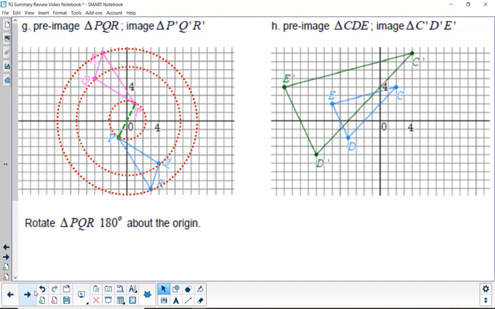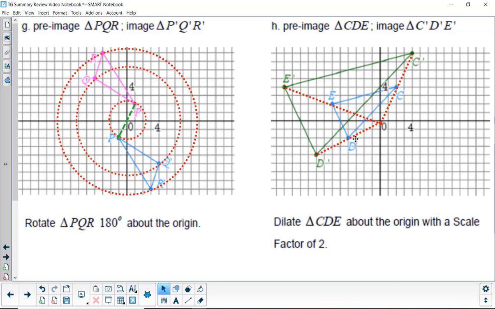H. I think I connected the origin with each of the corresponding vertices, and because the triangles were not the same size, it's not an isometry or a rigid motion, so it looks like it's got to be a dilation of some sort, and it looks like we're dilating triangle CDE about the origin twice as big with a scale factor of 2.